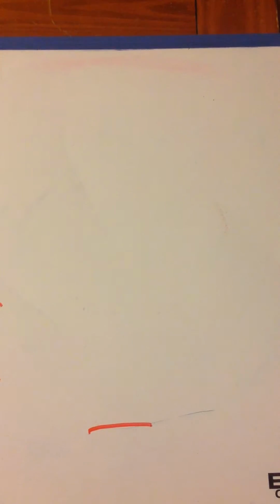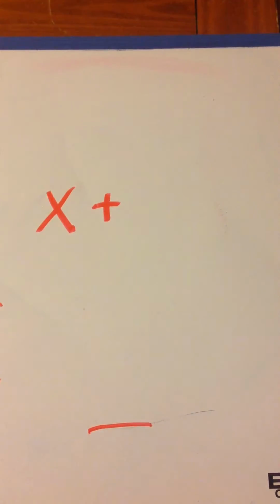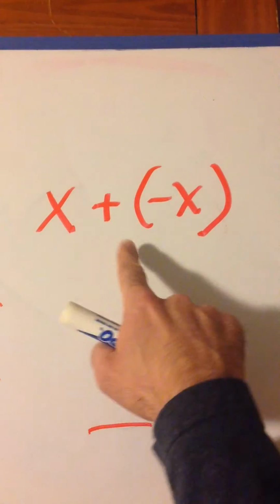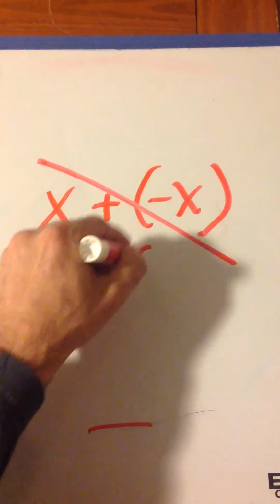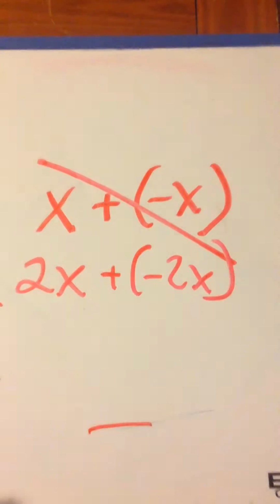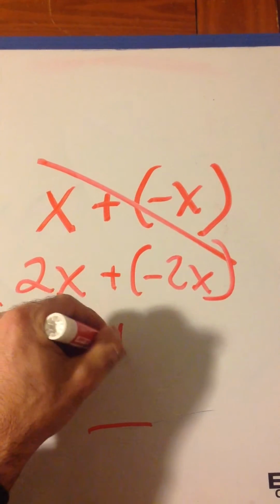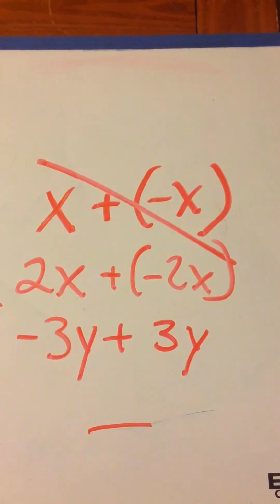So let's review something. If we have an x and we're plussing it, we want a minus x. We want the inverse, because an x plus a minus x will cancel out. That's what we're trying to find. So if I had a 2x, for example, on one equation, I would need a negative 2x to cancel it out. And if I had a negative 3y, it doesn't matter if it's x or y, then to cancel this out, I would need a positive 3y. So that's what we're looking for.